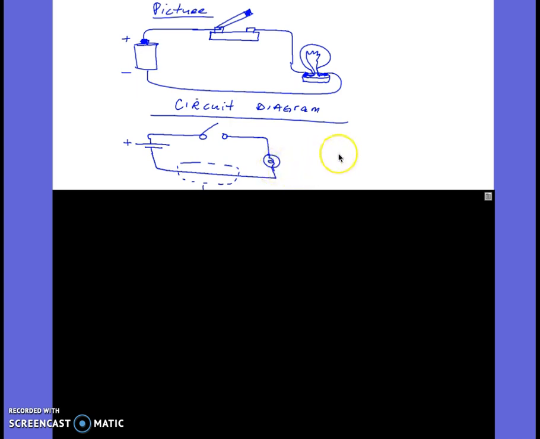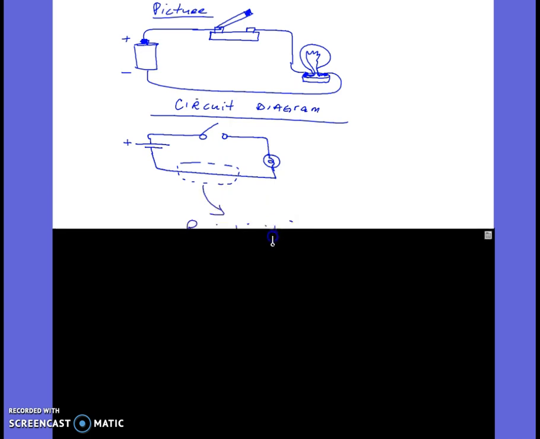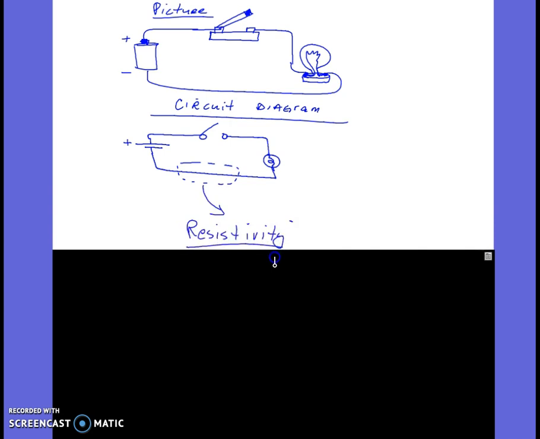Now, for most of the time, we will assume our wires are ideal in that they do not offer any resistance to current flow. In fact, that is not quite true, but for our purposes, most of the time we will consider our wires to be ideal. But we do need to talk about the resistance of a wire just for a few minutes, and that's called resistivity.